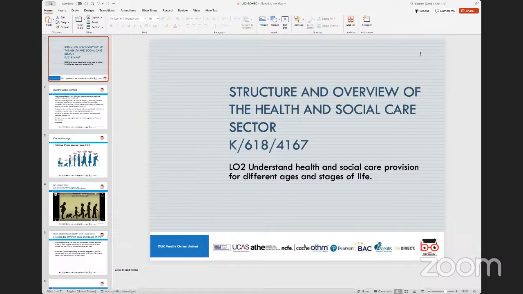In addition to that, you'll be able to see the new presentations for learning outcome 1, 2, 3, and 4, and they'll all be named LOs, along with a hyphen 2024.